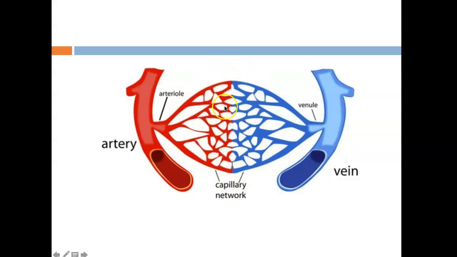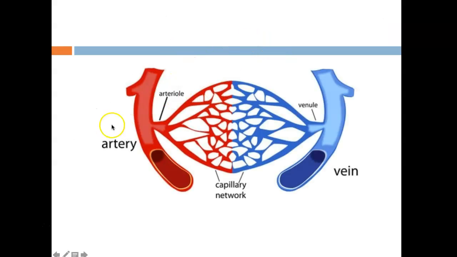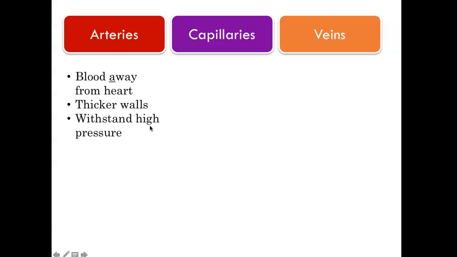And obviously it changes from red to blue because this is right where hemoglobin is dropping off oxygen to organs and muscles and all the other parts of the body. So like I said, blood is taken away from the heart by arteries. They're thicker. They can withstand high pressure. And the reason why arteries have to withstand high pressure is because, think about it, the heart's right here and it is pushing really hard. And so arteries are going to be able to withstand high pressure even more and have thicker walls.